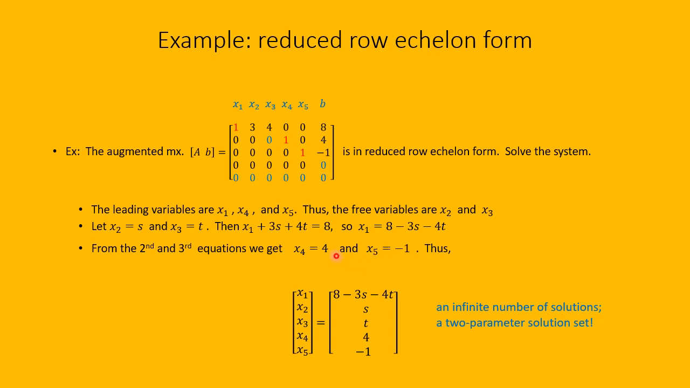So what we have found right here is that x1 is 8 minus 3s minus 4t, x2 is s, x3 is t, because these were the free variables, x4 is 4, and x5 is minus 1. And we can pick s and t to be any real numbers we want, and for each choice we will get a solution to the system of equations.